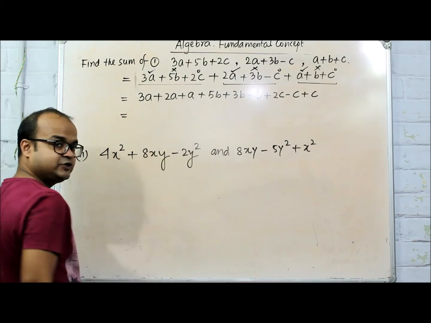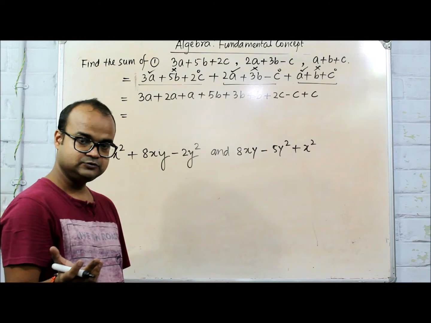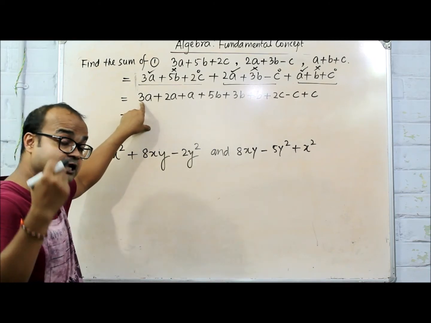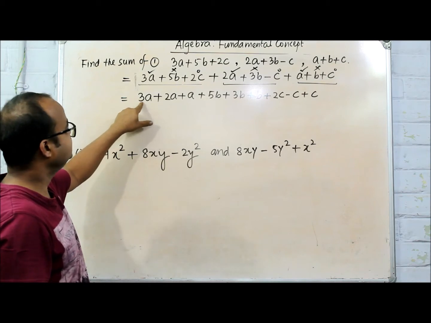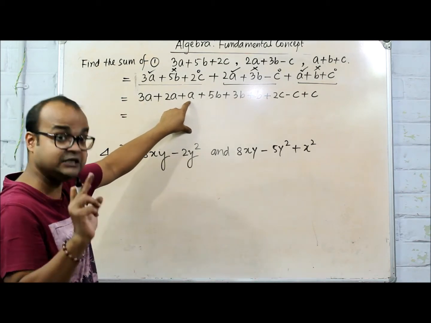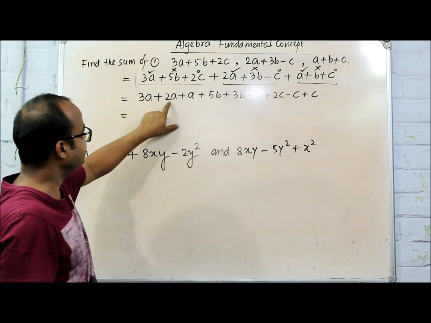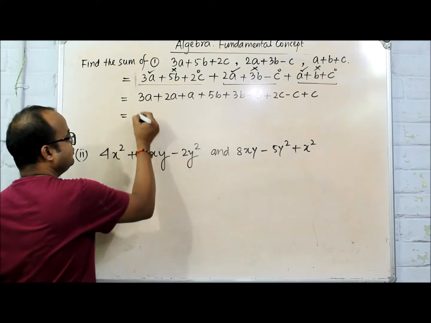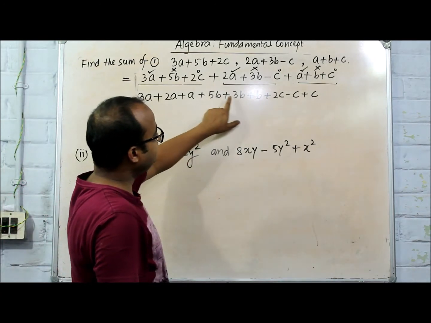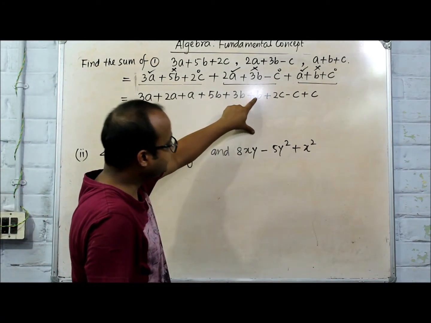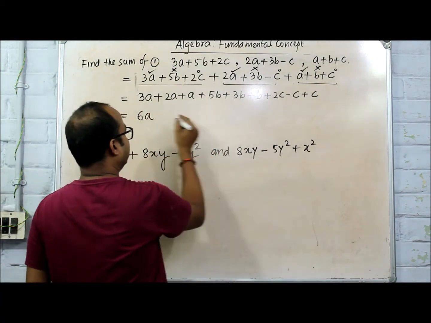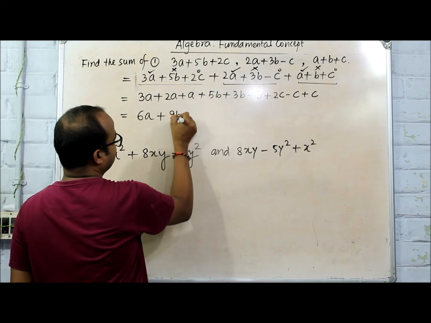All 3 are the same sign, so we need to add. Same signs are always added, and we add their numerical coefficients. 3 plus 2 is 5, plus 1 for a, so 6a. Then 5 plus 3 is 8, and plus 1, because b means 1b. So this is equal to 9b.